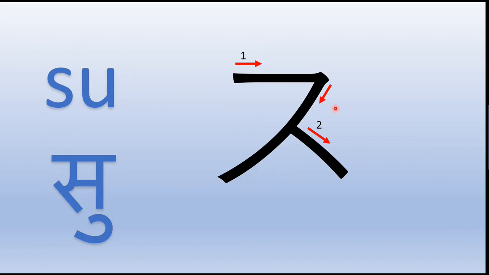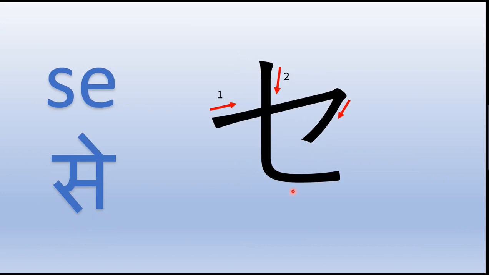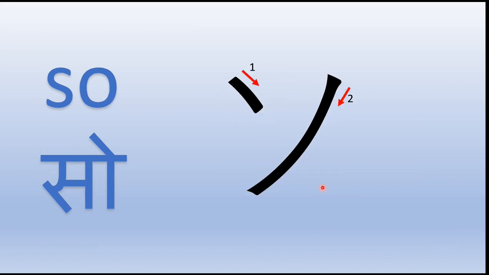Next is su. Su can be written in two strokes. The first stroke is like this and the second stroke is like this. Se is again written in two strokes. The first stroke will be like this and the second stroke will be like this. So the last alphabet in this line: the first stroke is a short one like this, and then the second stroke like this. And as you can see, it is a bit steeper than shi.